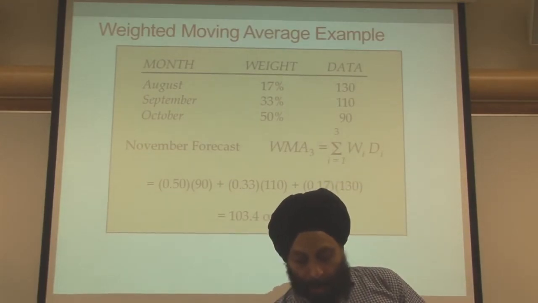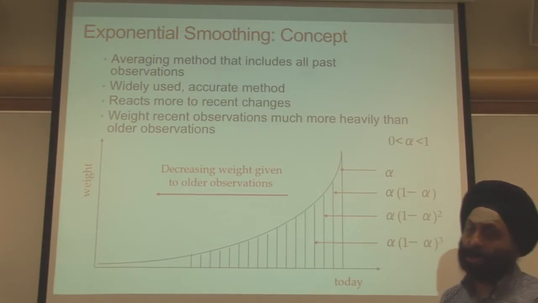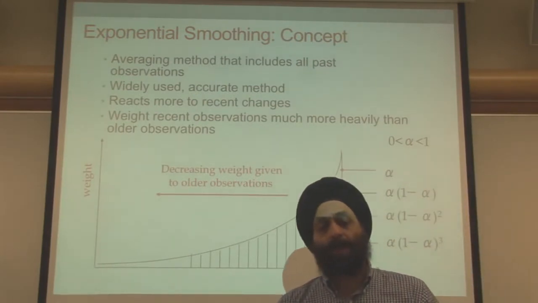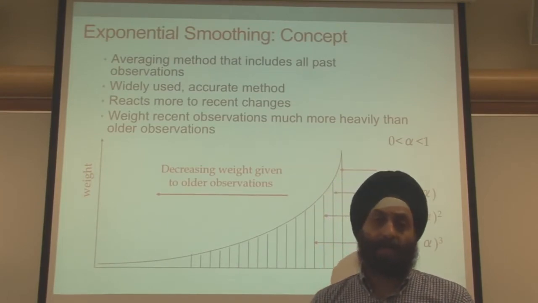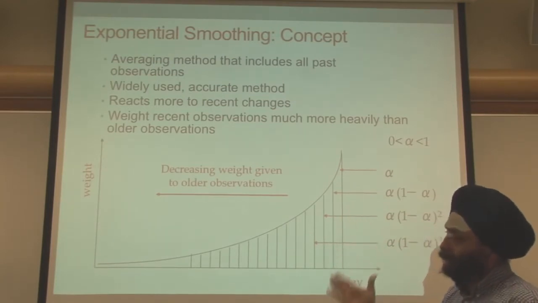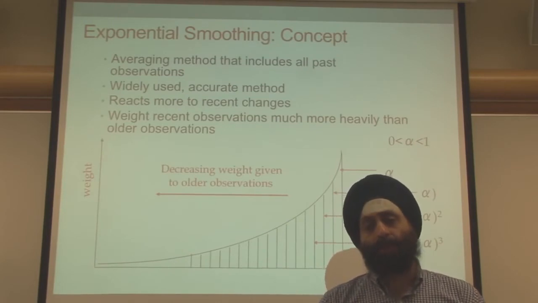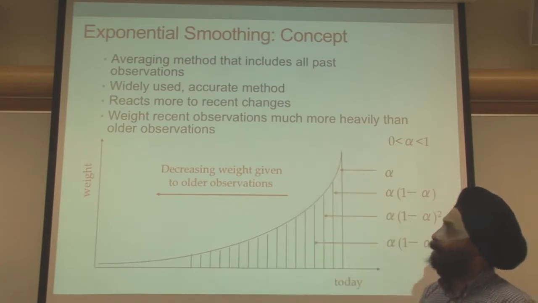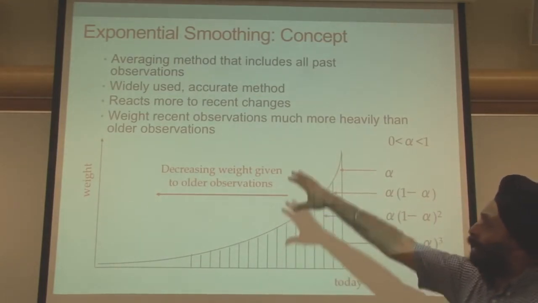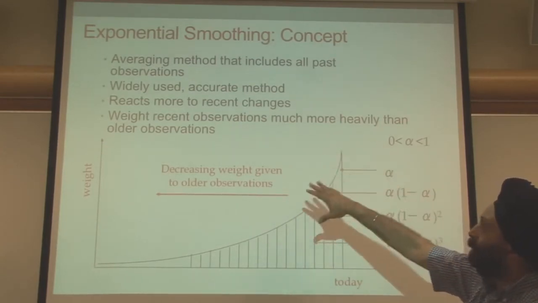Now, the next topic is exponential smoothing. This is an averaging method that includes all past observations. So this is actually superior to simple moving or weighted moving average forecasts because it does not throw away the actual order data. All the data is kept in there, so that's definitely one of the advantages. It's widely used, and it's more accurate. It reacts to more recent changes and weights recent observations much more heavily than older observations.